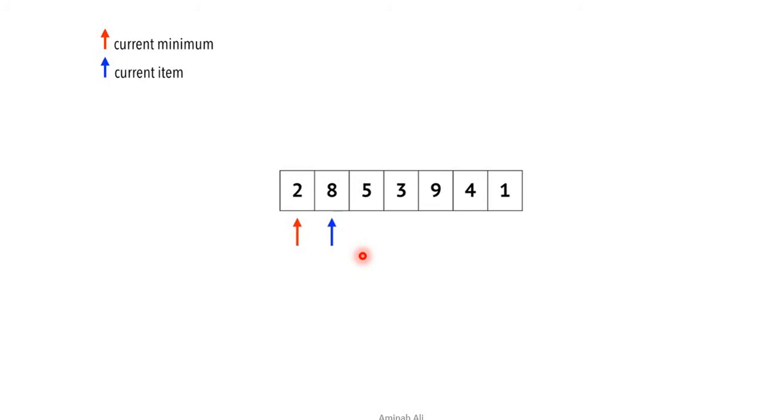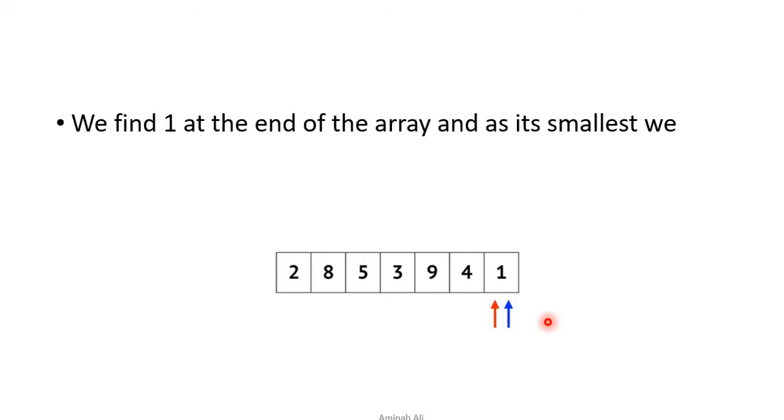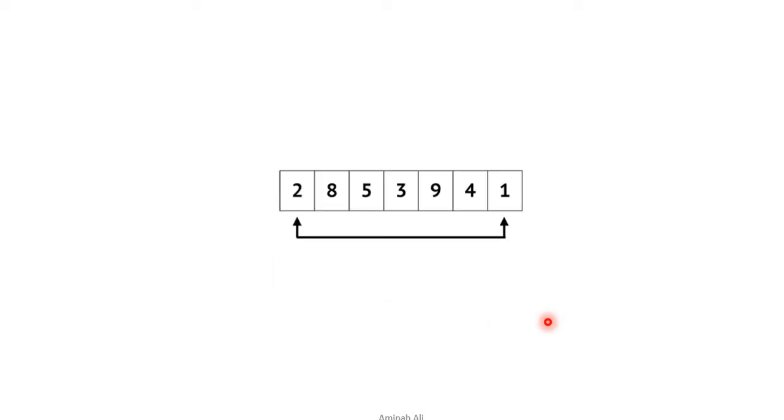First of all, it will see the 2, then 5, 3, 9, 4, 1. When it reaches 1, it finds out that 1 is smaller than 2. When this happens, we find 1 at the end of the array, and as it is the smallest, we set it as our current minimum. Now 1 is our current minimum, which was earlier 2, and it is also our current item. So what we need to do is swap this 1 with 2.